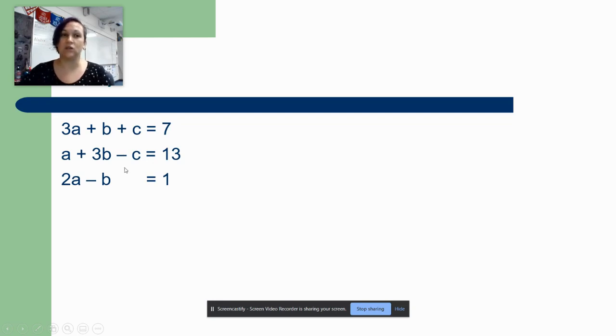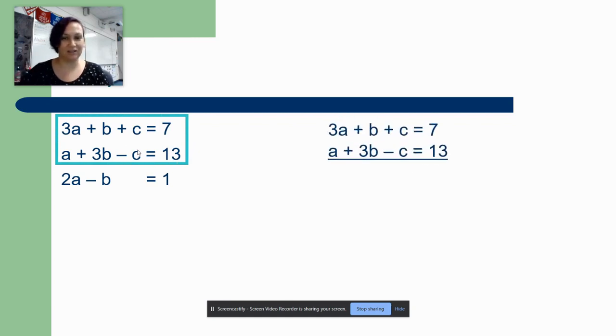If that's not the case, you can always multiply the entire equation by a number, just like we did with our two variable systems. Instead, what I'm going to do is take these two equations and slide them over somewhere else, and I'm going to work with just those. So these two equations are still stacked on top of each other because we're doing elimination. Don't forget on elimination, you're adding. So we're doing 3a plus 1a is 4a. 1b plus 3b is 4b. The c's will cancel, and then 7 plus 13 is 20.